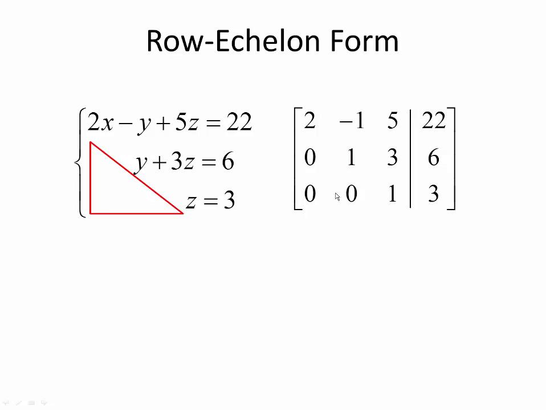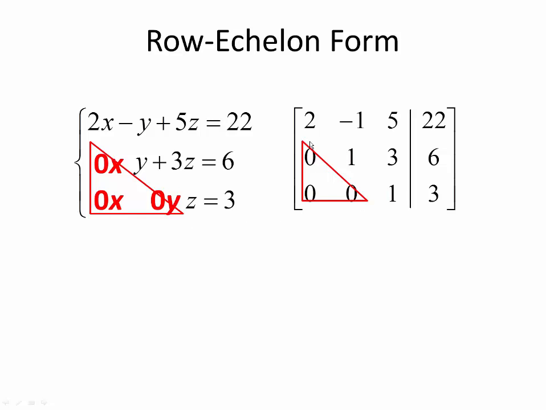Okay, well, we have 3 zeros here. That's what we want to end up with because we already know what z is. If we know what z is, then we can come back up here and know what y is because 3 plus 3 times 3 is equal to 6. So we know that y is negative 3, and we can back substitute up here with a 3 for z and a negative 3 for y, and we can solve for x. So that's why we like this format.